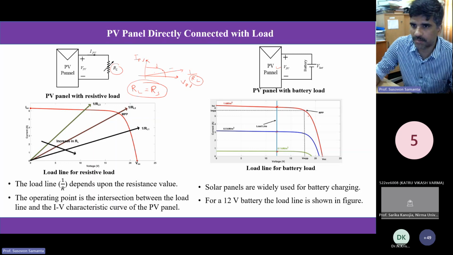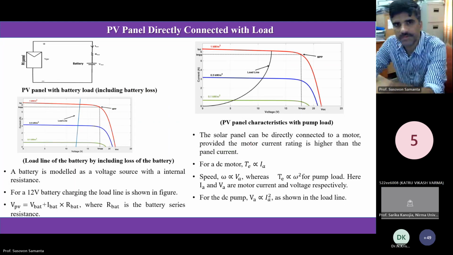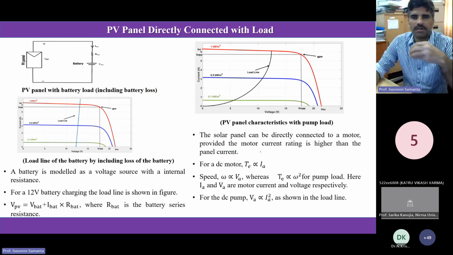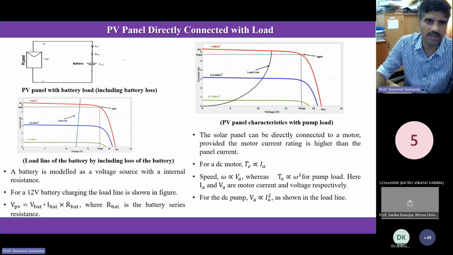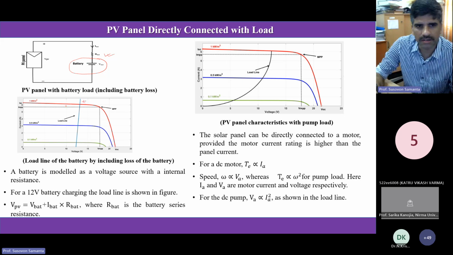So to get the maximum power, I need to have this kind of battery. If I connect with this voltage, then it will give you the maximum power. Now you can extend this a little bit, because the battery is also not an ideal voltage source. It can have some internal resistance, and accordingly this characteristic will vary, and you will get the corresponding operating point.